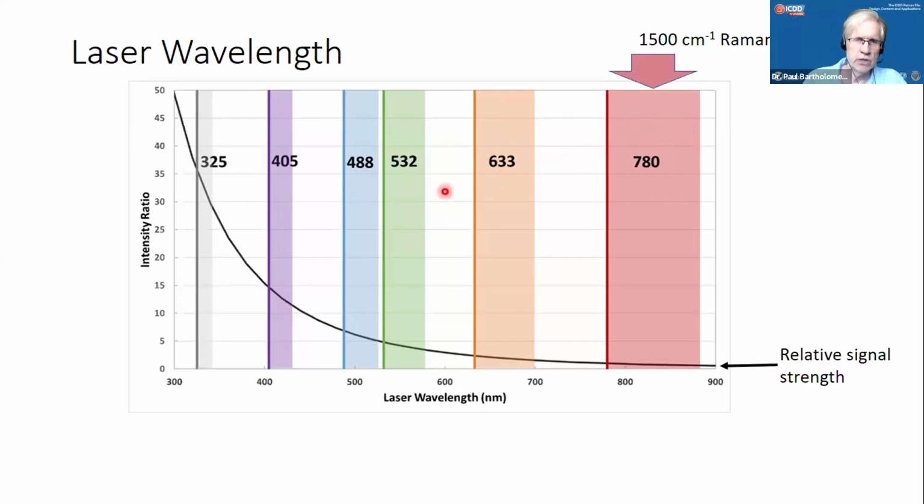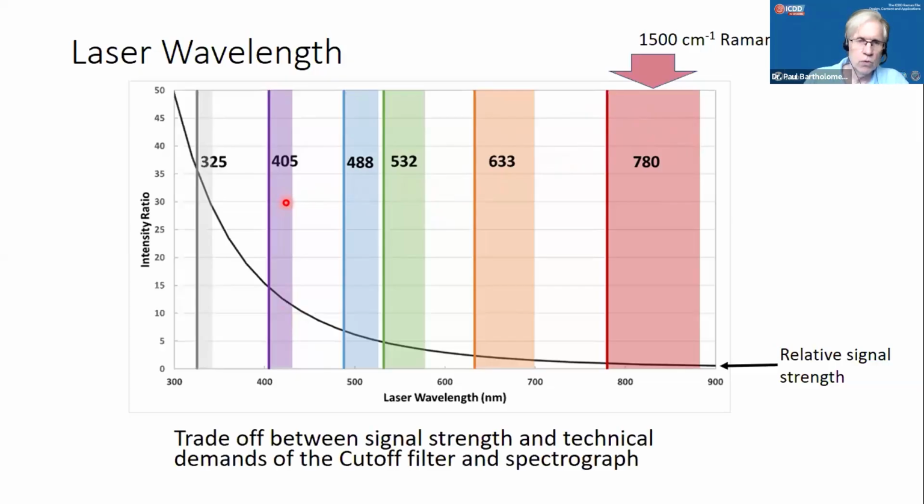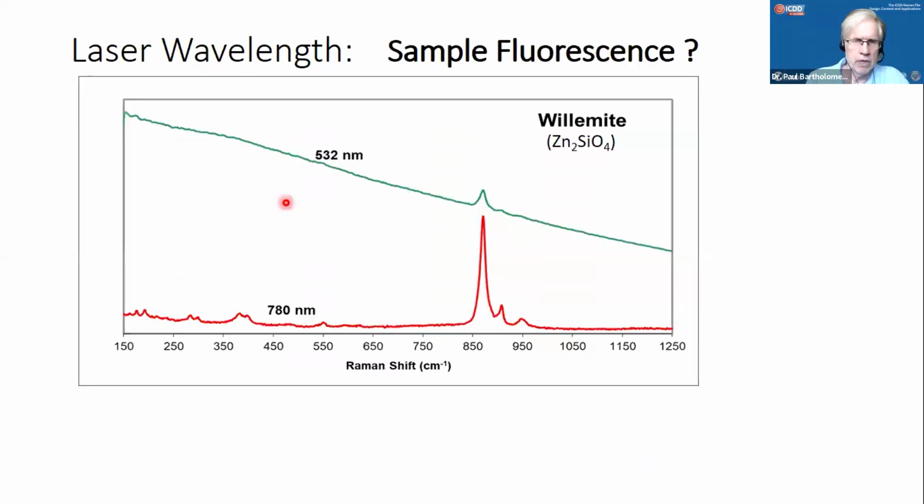And you can see as you go to the shorter lasers, the spectrometer has to work with a smaller and smaller section of the wavelength spectrum. So shorter wavelength lasers require higher technology spectrometers, and often the cutoff filter becomes a limiting factor as far as technology. But our considerations for wavelength are not just signal strength. One of the more common challenges in Raman is dealing with sample fluorescence. When it happens, it can be very strong compared to Raman.